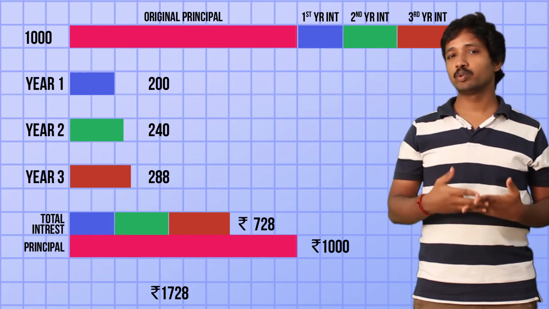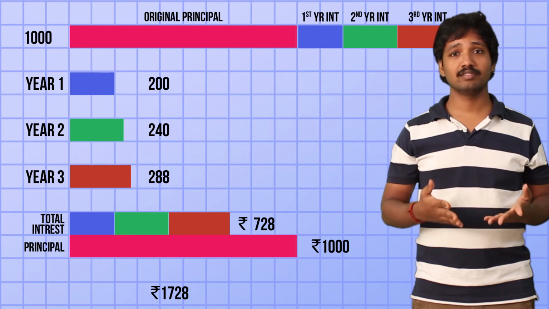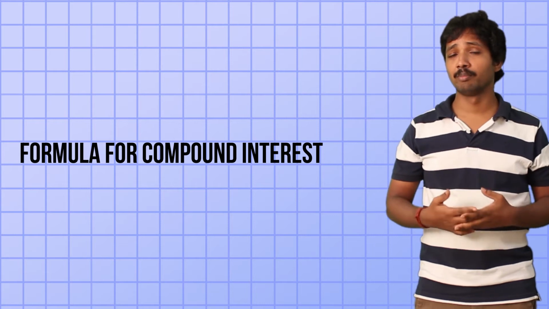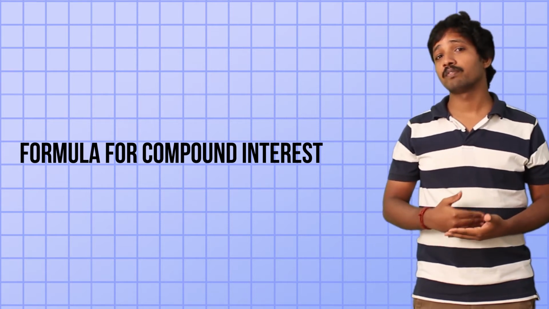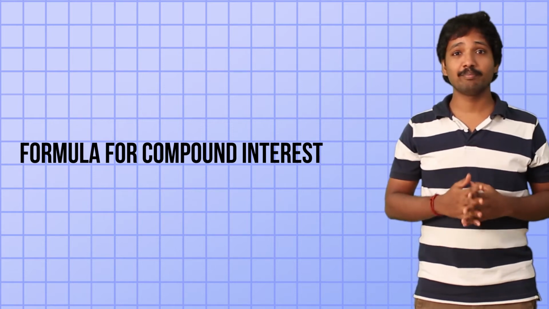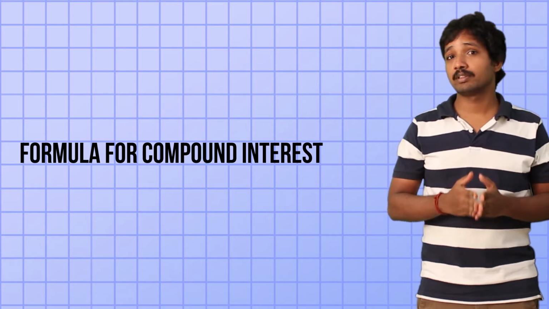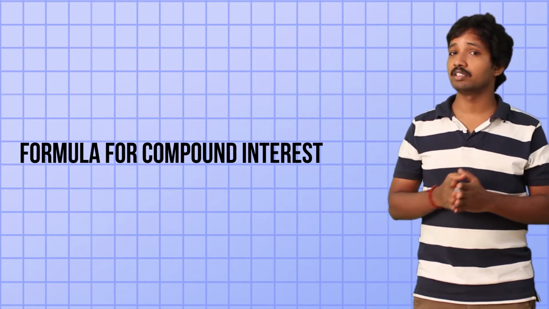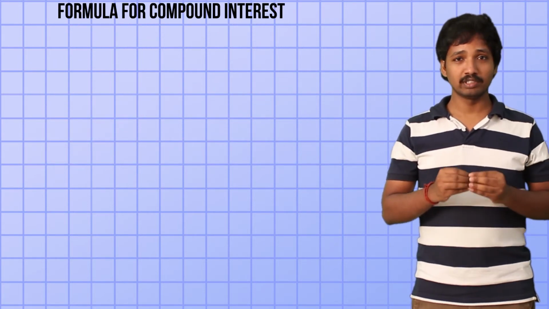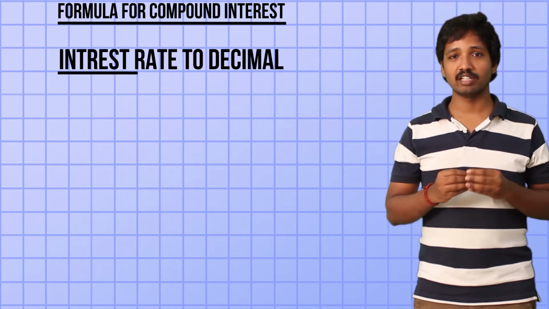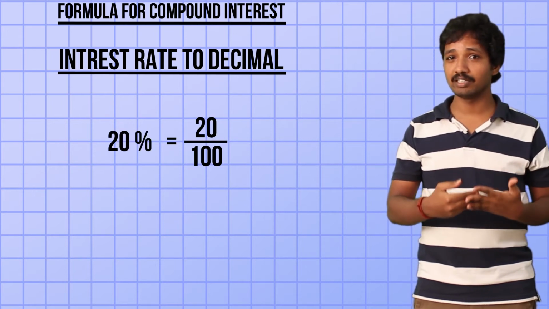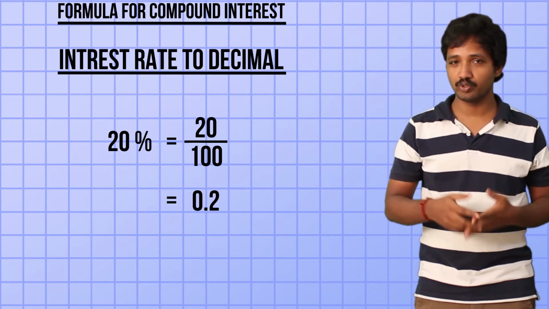For that we need to know some shortcut formulas, not shortcut formulas, traditional formulas. But instead of memorizing the compound interest formula, what we are going to do now is arrive at the formula using the example we have seen. In the example, the principal of 1000 is lent for 3 years at the rate of 20%. The only thing you need to know to arrive at the formula is converting the interest rate into decimal. So the interest rate is 20%, which can be written as 20 by 100, and that can be written as 0.2.